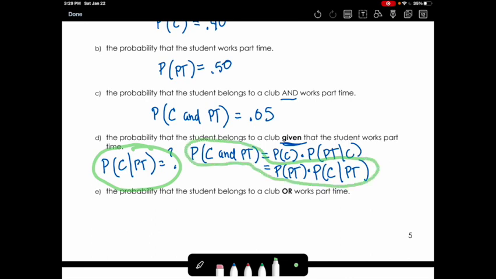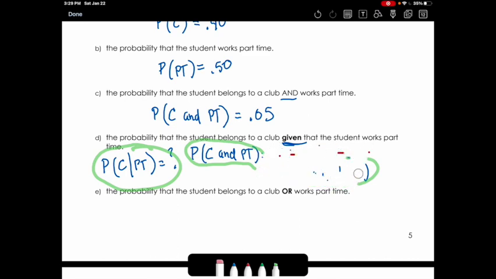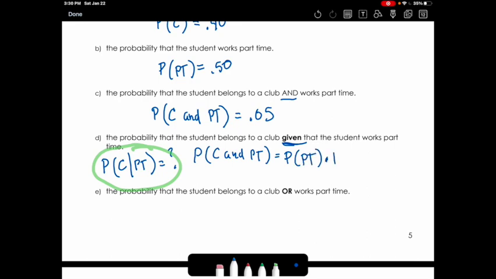What we're trying to look for here is this. So I'm going to use this equation right here. I'm going to put in my values, and then I'm going to solve for what I'm looking for. I have some room here, so I'm going to erase and rewrite this. I don't need this because I'm using the second statement. So let me rewrite it now. I know that the probability of C and PT can be the probability of PT times the probability of C given PT.